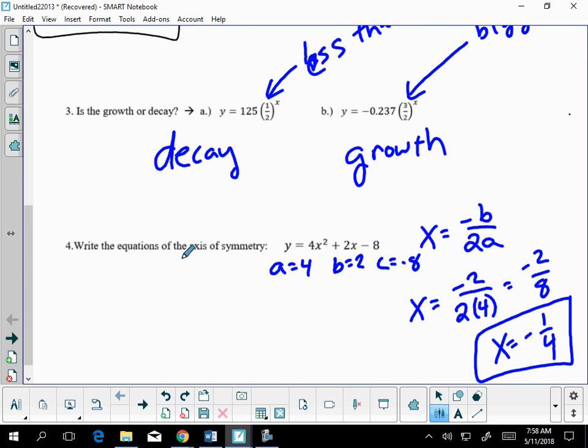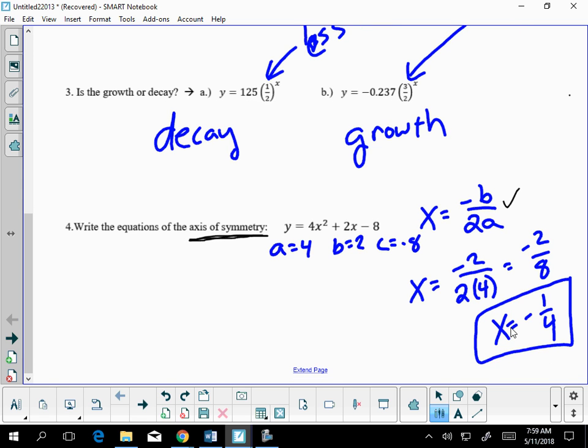All right, axis of symmetry. As much as I stress that, hopefully at this point you realize you have to have negative b over 2a memorized. On this one, it's just a matter of plugging in. Your a is 4, your b is 2, your c is negative 8. You plug it in. If you put it as a decimal, negative 0.25, I'm okay with that, but keep in mind that this is a multiple choice test. It's probably not going to be one of your choices. It's probably going to be as a fraction.